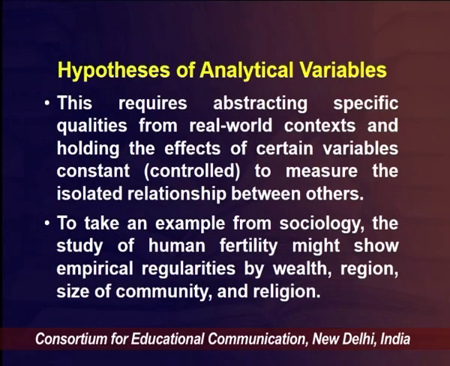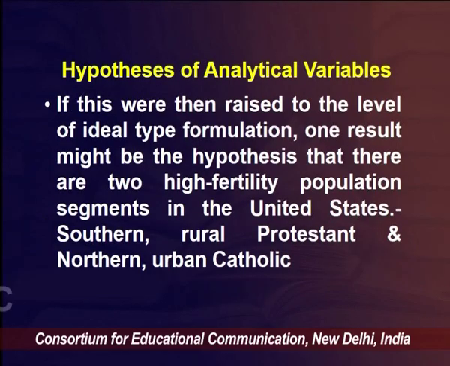To take an example from sociology, the study of human fertility might show empirical regularities by wealth, region, size of community and religion. If this were then raised to the level of ideal type formulation, one result might be the hypothesis that there are two high fertility population segments in the United States. One is the southern rural Protestant and the other is the northern urban Catholic.